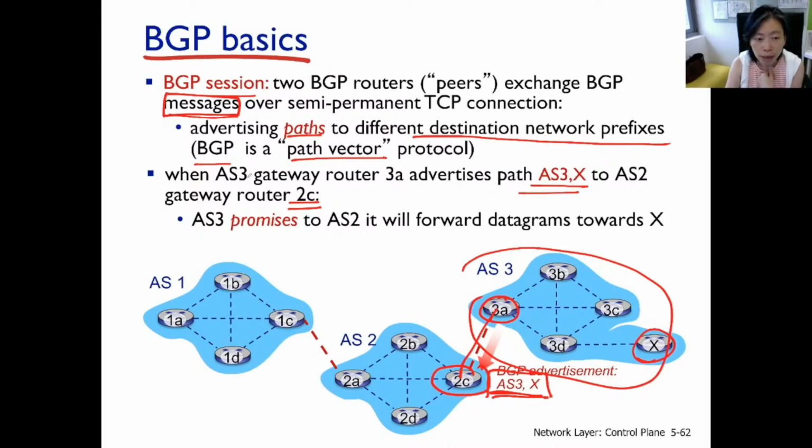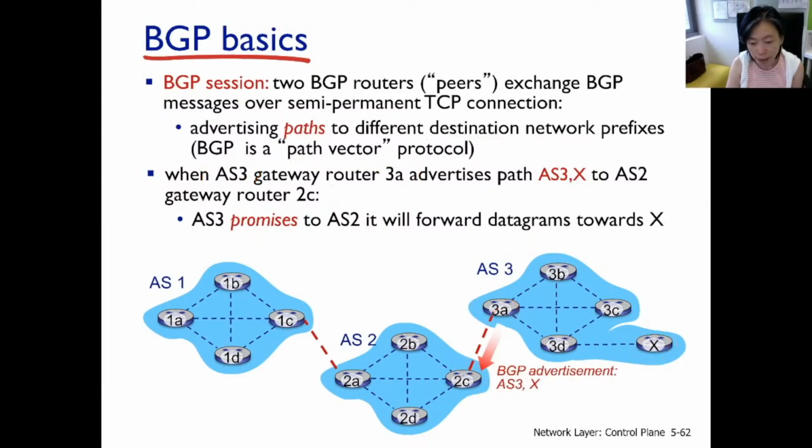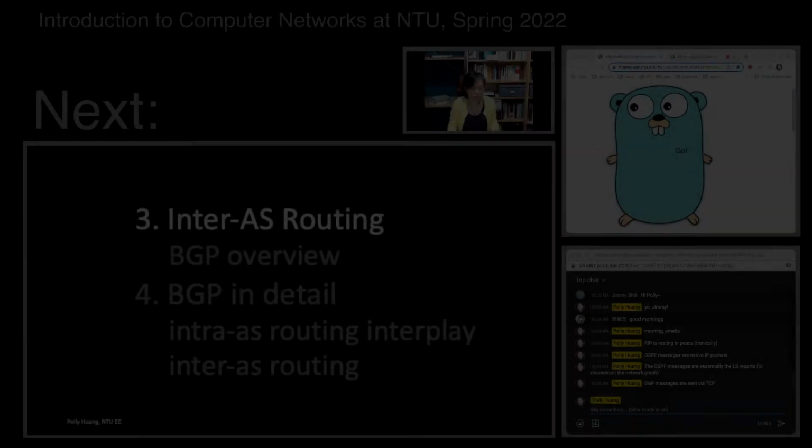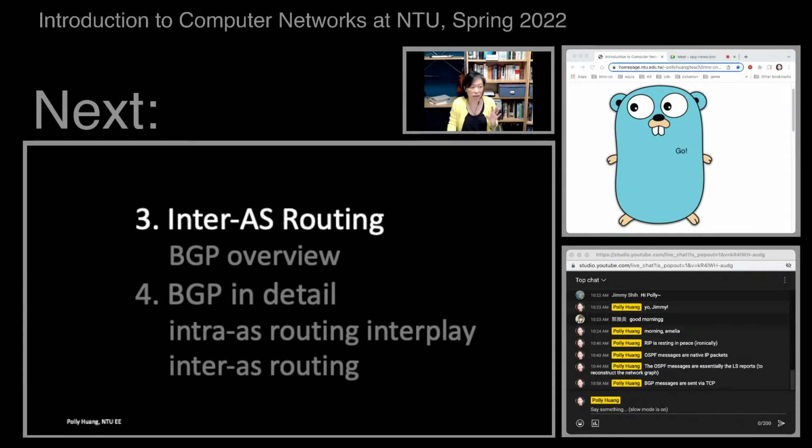So AS3's gateway router 3A will advertise the path to AS2's gateway router 2C. So when AS3 does this, it's also saying that AS3 promises AS2 to relay packets on behalf of AS2 so that it can reach destination X. Right? All right, so that was a very simple example illustrated.